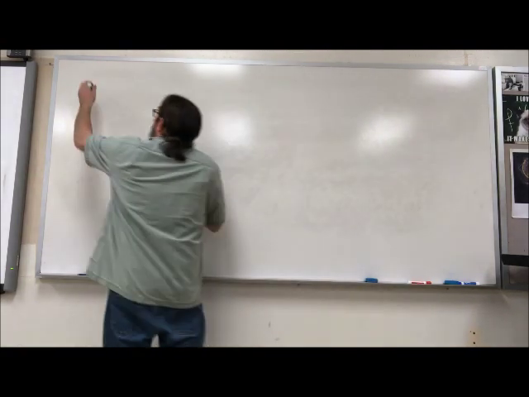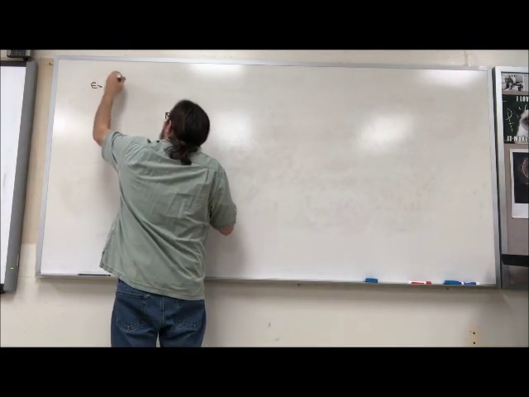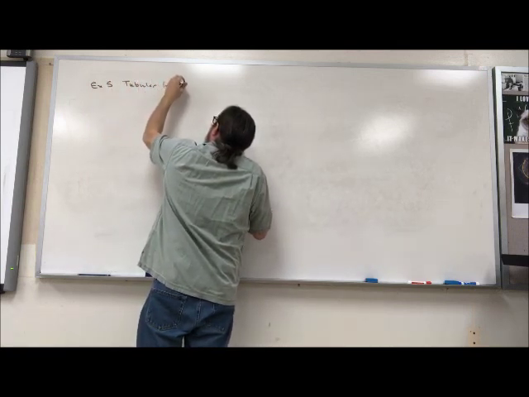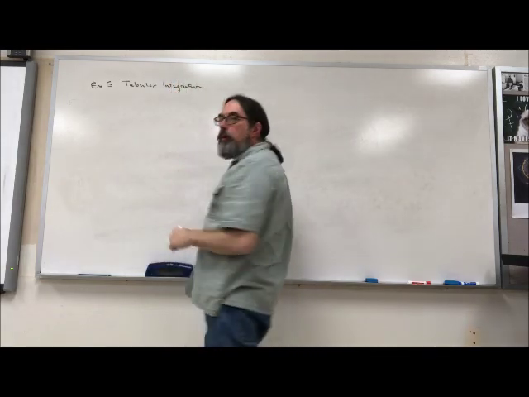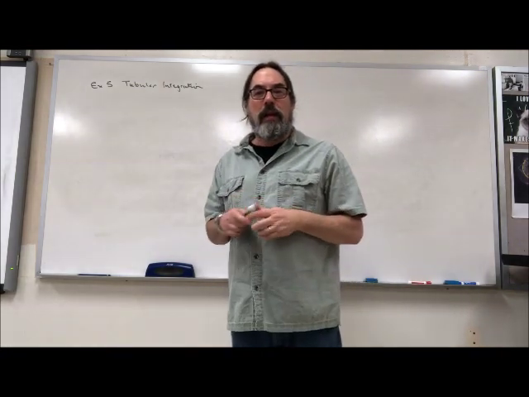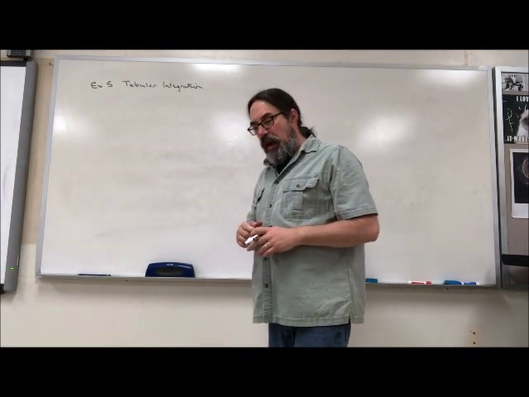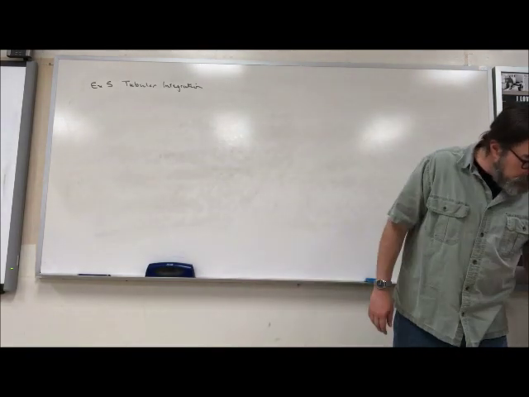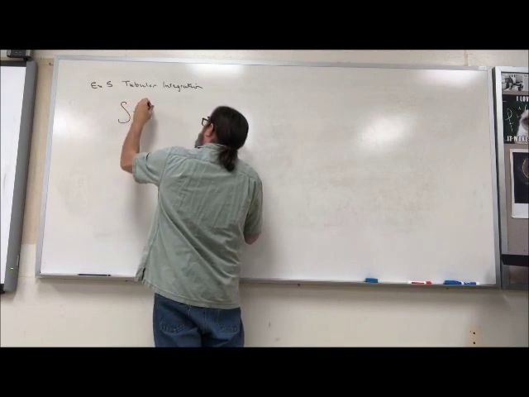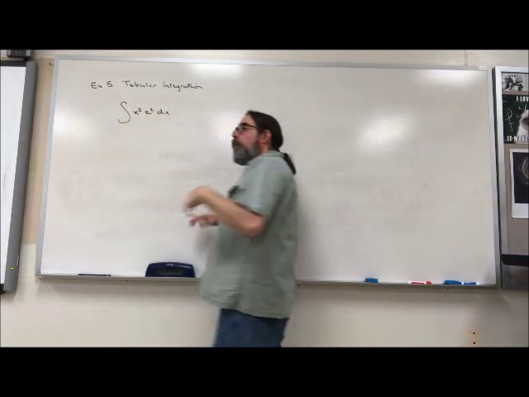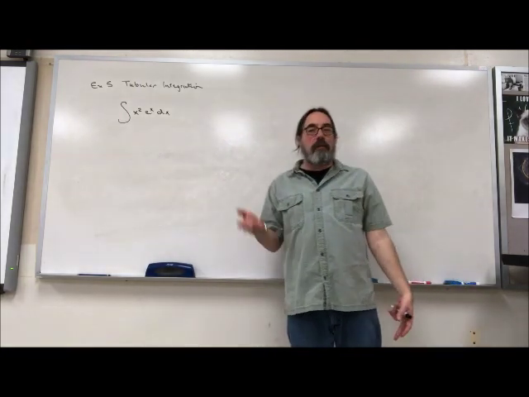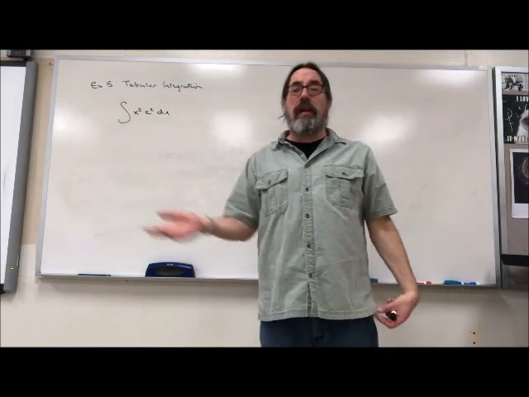Now, example 5, tabular integration. So tabular integration is a shortcut for when you have repeated integration by parts. And I want to go back to example 2, where we were looking at the integral of x squared e to the x dx. So remember when we did that integral, we did an integration by parts, but then we ended up with the integral of x e to the x. So we had to do it a second time.